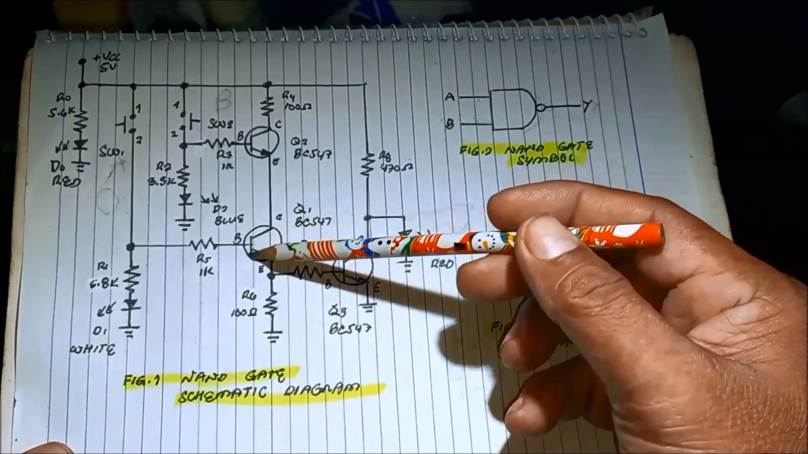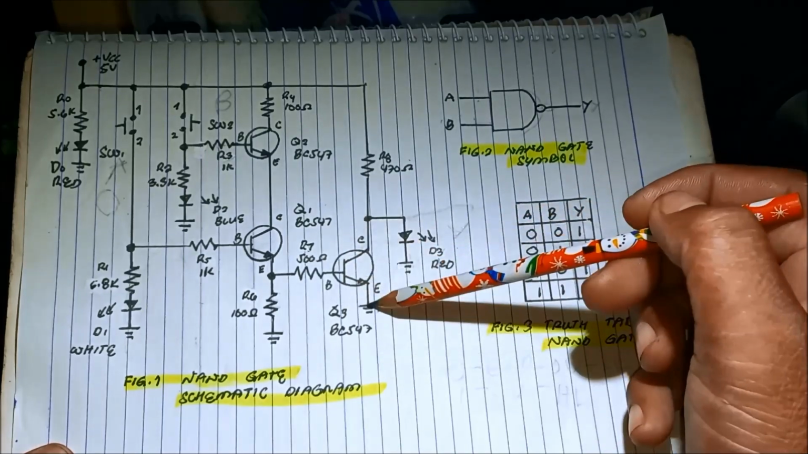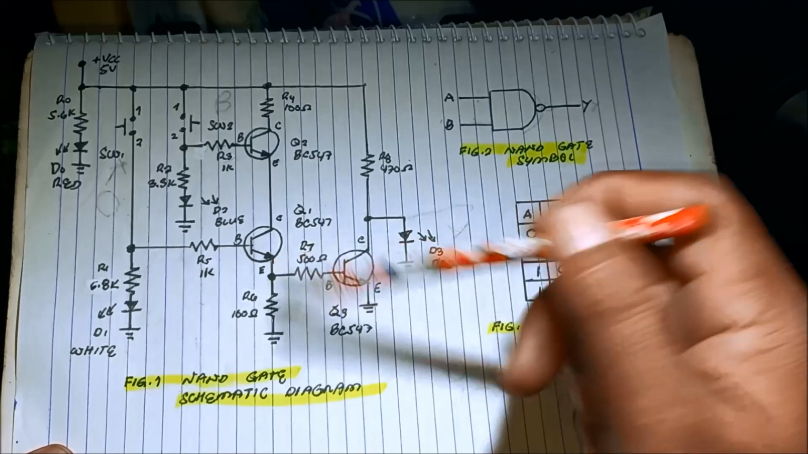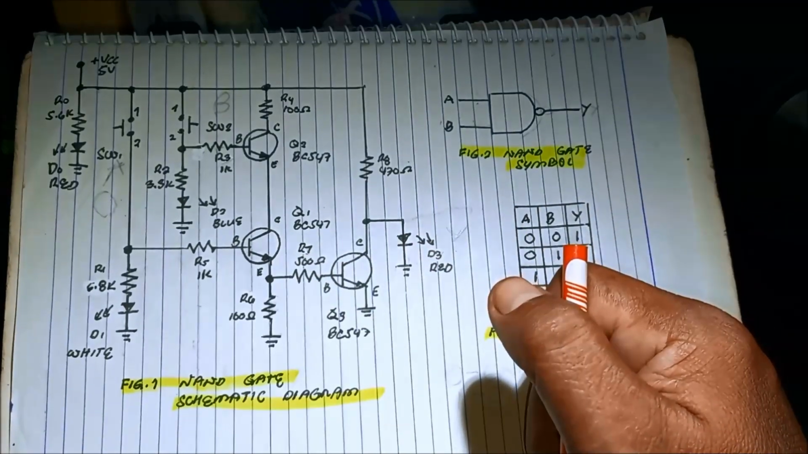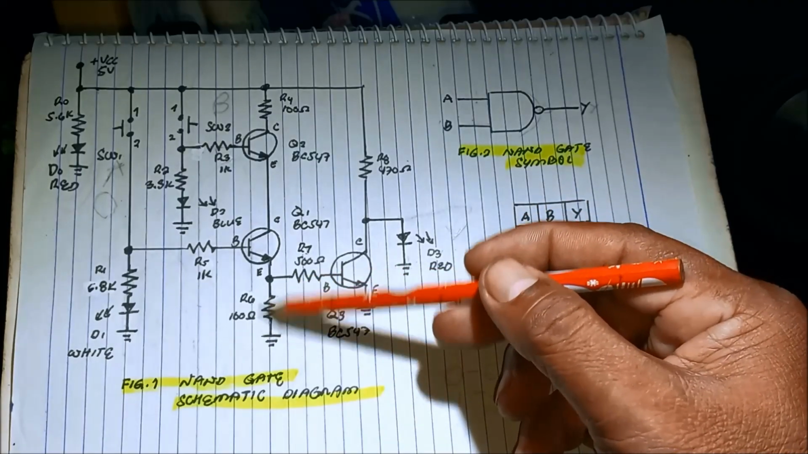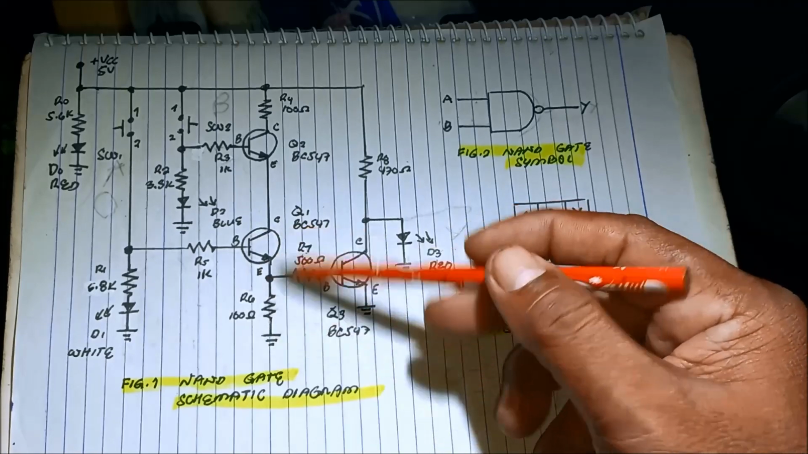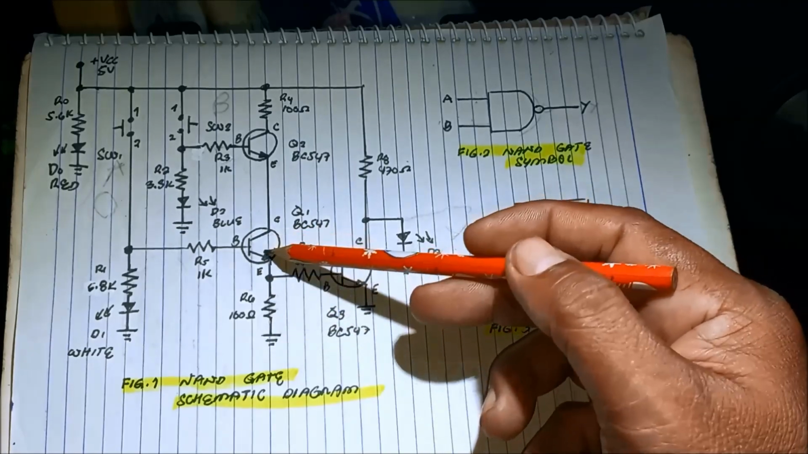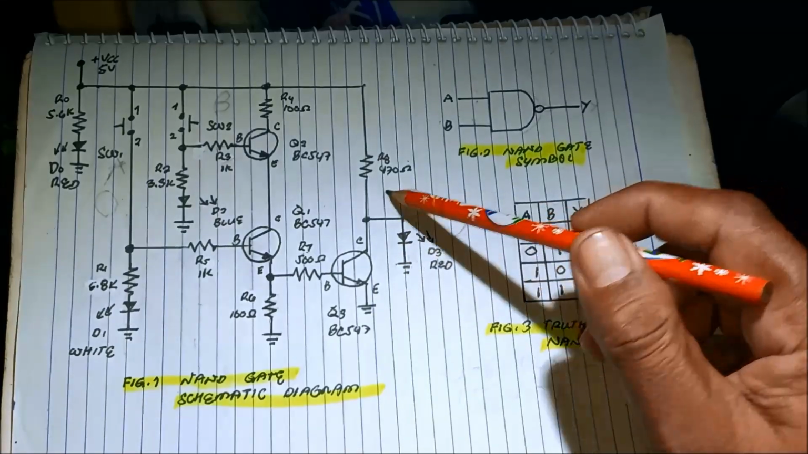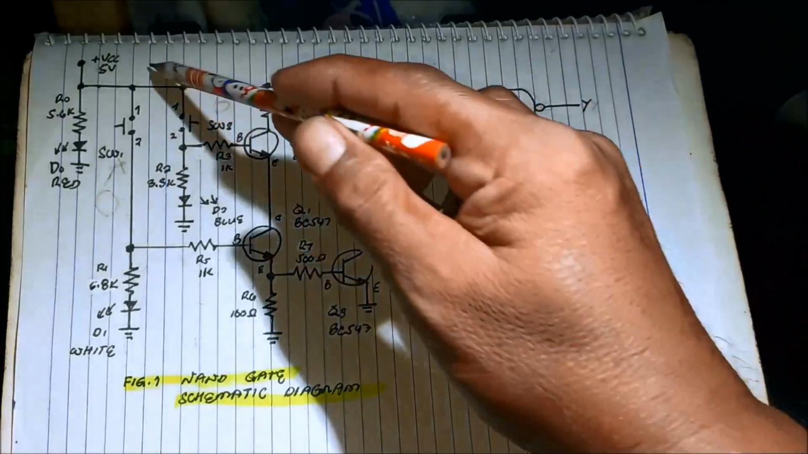And then we have another transistor which is connected to the emitter of the first transistor. And then a resistor, 100 ohms. This configuration is a common collector type configuration of transistor. And then the output, we have the LED and also a resistor connected to the collector and into the supply.